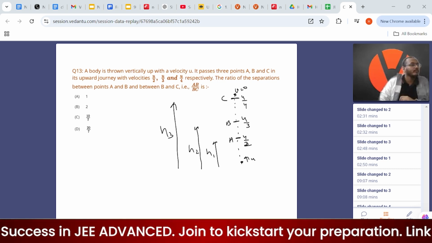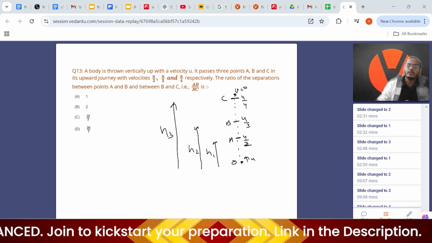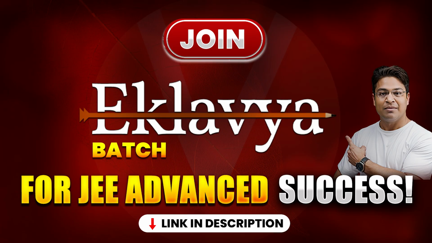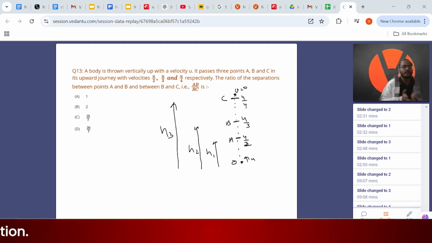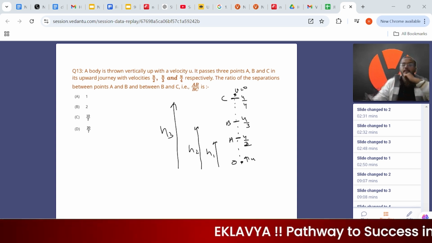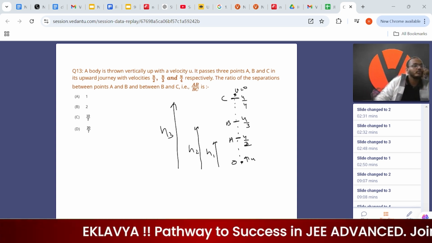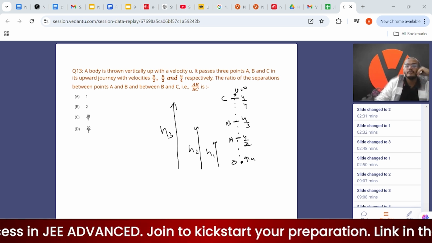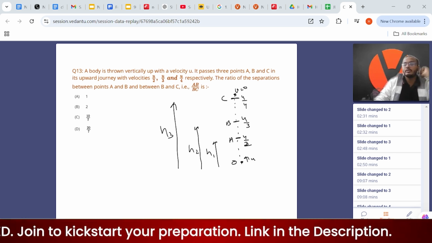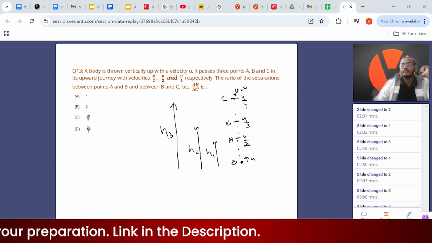Now, from motion from 0 to A, see, if we calculate the whole values, then it will be very chaotic. See, initial velocity is u. These are the final velocities here. So by using the third equation of motion, it will be easier to find the value. But if we start to find between A and B, calculation of time will be very lengthy.